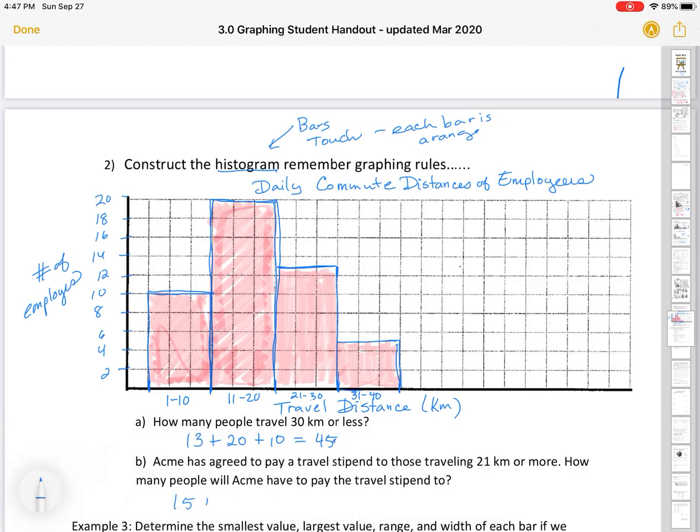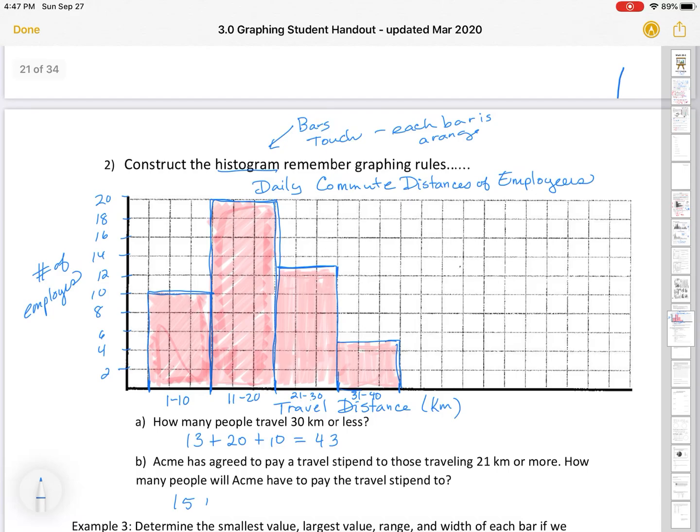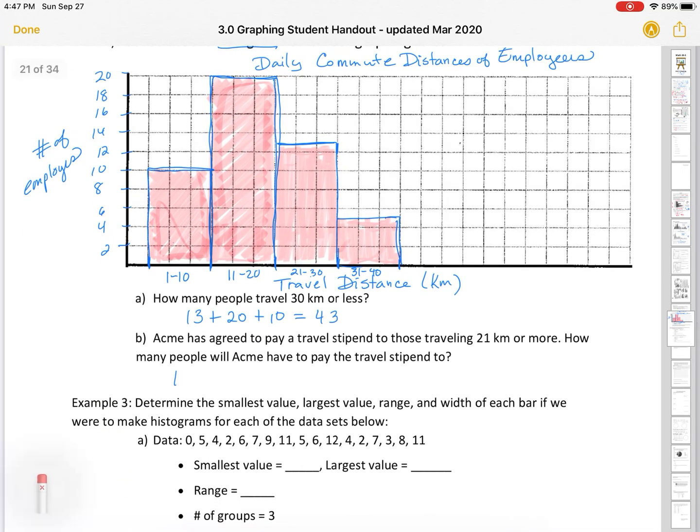So that means our total will be 43. Sorry. So let's fix this as well. Okay, so it'll be 13 plus 5, which is 18.